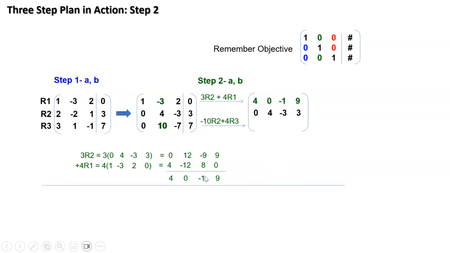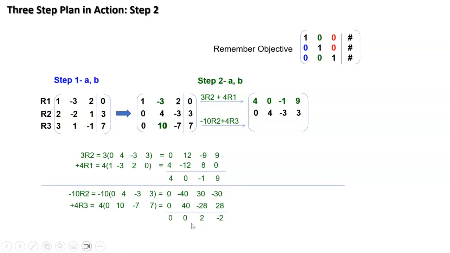Now for the second part in step 2, I'm going to multiply -10 times row 2. You see, guys, I'm just doing what's here in the arrow. I'm going to do that part first. So if I multiply -10 times every term, the result is 0, -40, 30, and -30. Now I'm going to add it to row 3. But row 3, I have to multiply by 4, correct? Because this way, the 10 in the slot will be eliminated. After I execute the operation, this is my result.